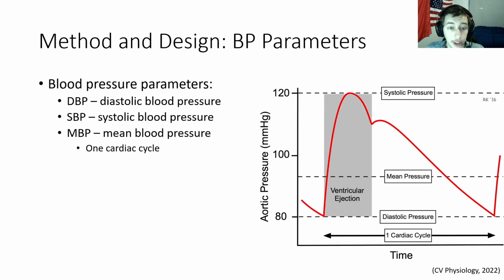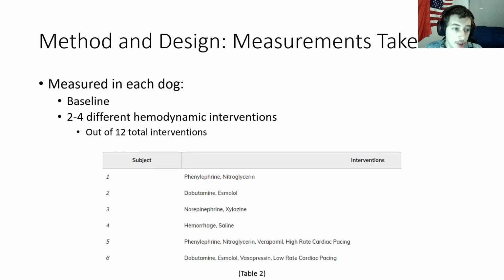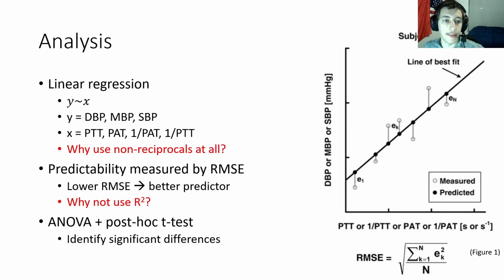They also looked at three parameters of blood pressure: diastolic, systolic, and the mean blood pressure, which is just averaged across one cardiac cycle, because they wanted to see how prediction accuracy might vary. For each dog, they got a baseline measurement of all of these things, and they gave each dog a different combination of 2 to 4 interventions, out of a total of 12 different interventions that they looked at to see how the prediction accuracy differed in that as well.